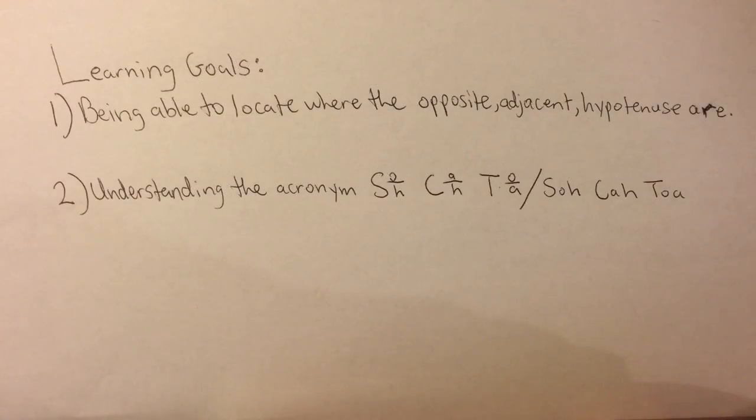So we're going to be talking about our learning goals for this video. First of all, it's being able to locate where the opposite, adjacent, and hypotenuse are on a triangle. And number 2 is understanding the acronym Soh Cah Toa.